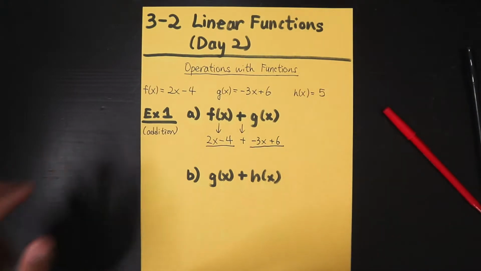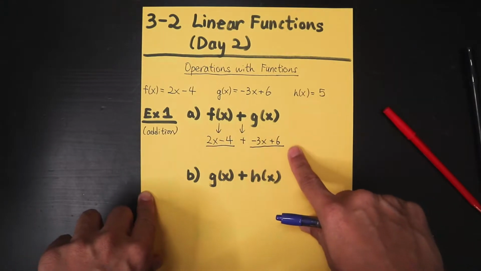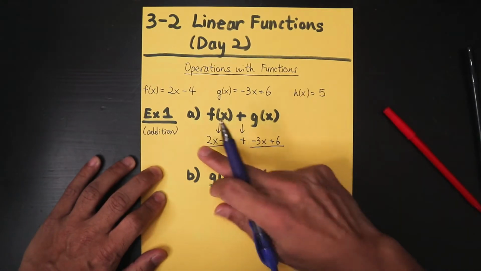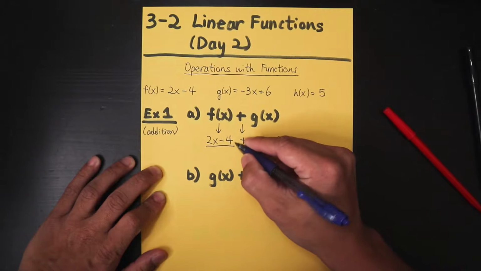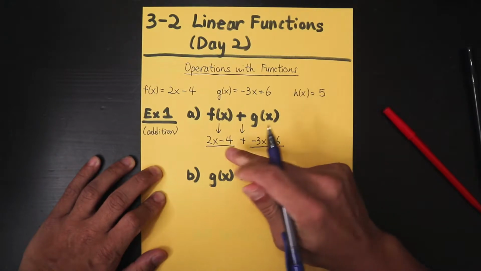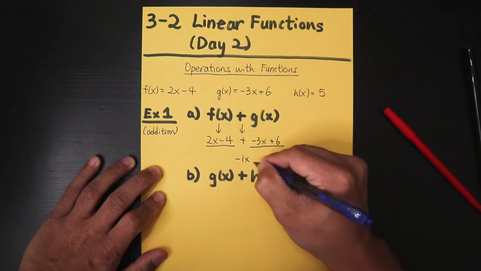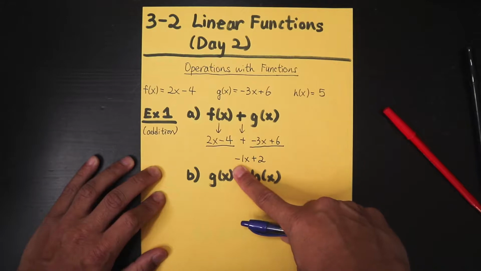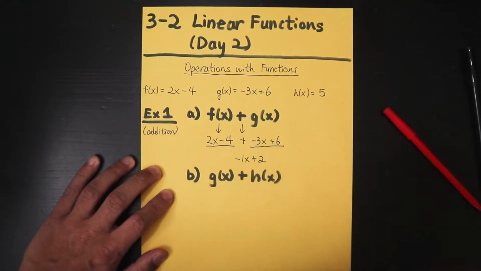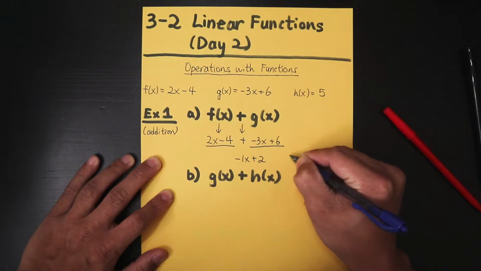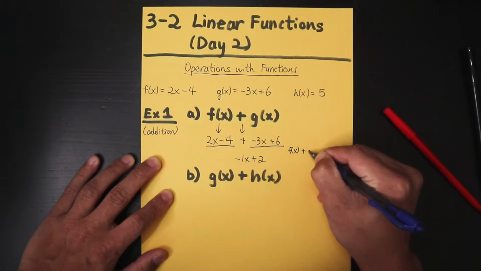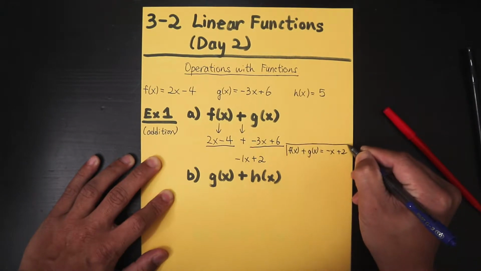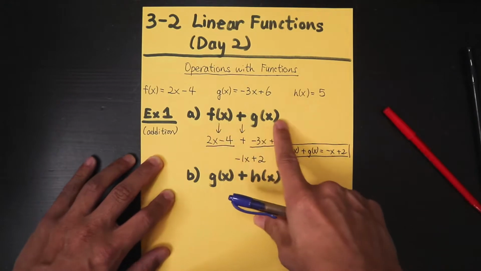From here, all you have to do is combine like terms. Out of the four terms, 2x and negative 3x are like terms. So 2x plus negative 3x is negative 1x. And then negative 4 plus 6 is positive 2. So your final answer, f of x plus g of x, is negative 1x plus 2. You write your answer as f of x plus g of x is equal to negative x plus 2. And this is your addition of f of x plus g of x.